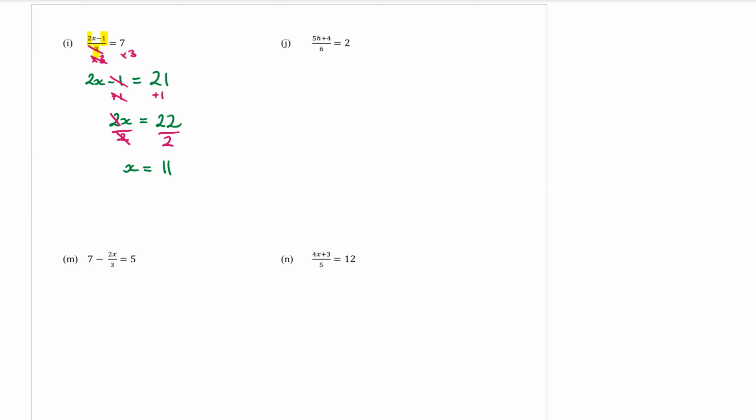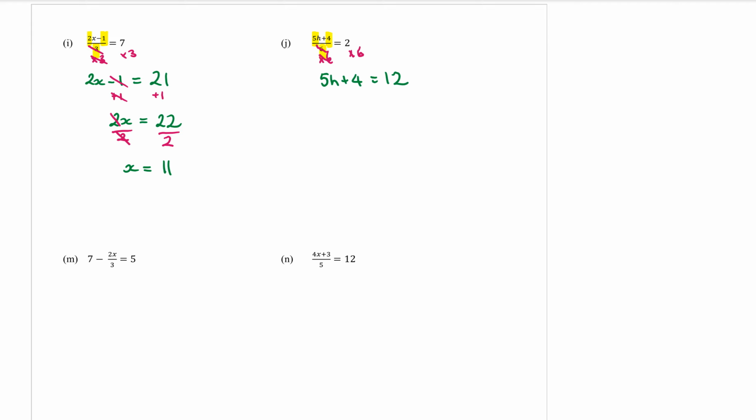Okay, so J also has 3 steps. There's 3 numbers there. So the H, we start with the H. It's been multiplied by 5. Then the 4 is added, then divide by 6. So in reverse order, I have to do the 6, then the 4, then the 5. So to get rid of the 6, because it's divided, I need to times by 6. Get rid of that. So that leaves 5h plus 4 equals 2 times 6, which is 12.